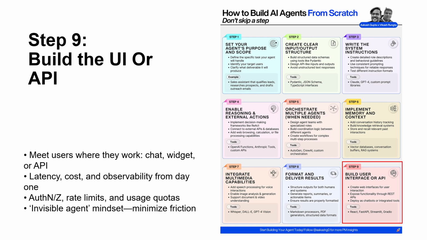Finally, make the AI agent accessible. Have a focused chat UI, a sidebar widget, or clean API endpoints. Build with production basics: auth, quotas, observability, and cost controls, so scale isn't an afterthought. The best AI agents feel invisible. Users just see the task get done.